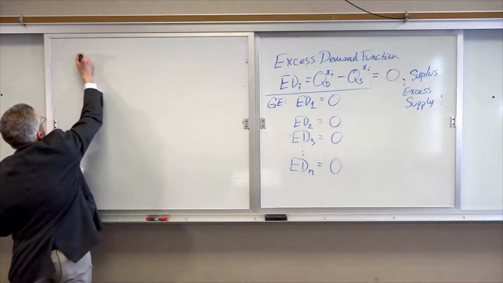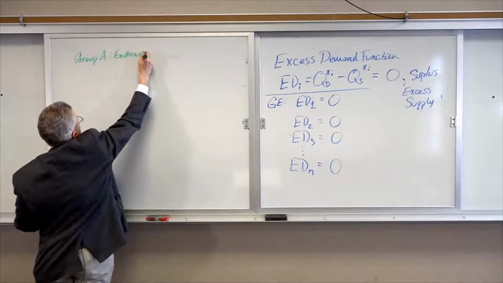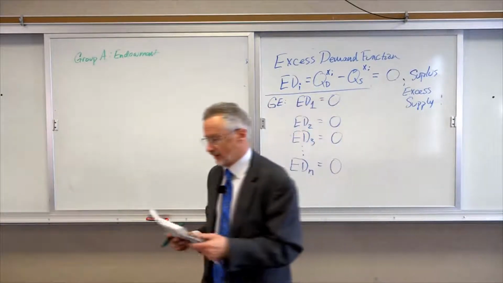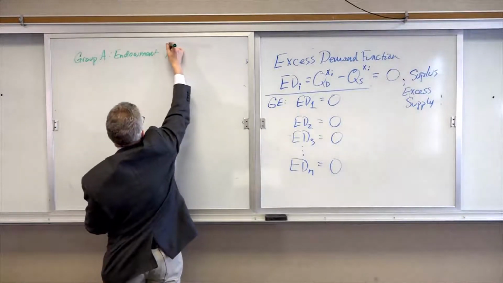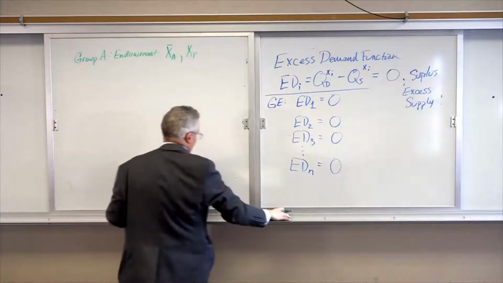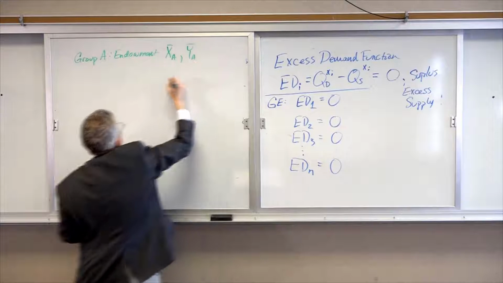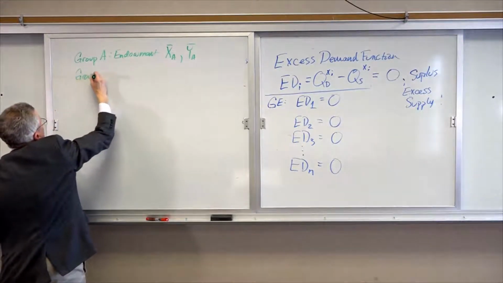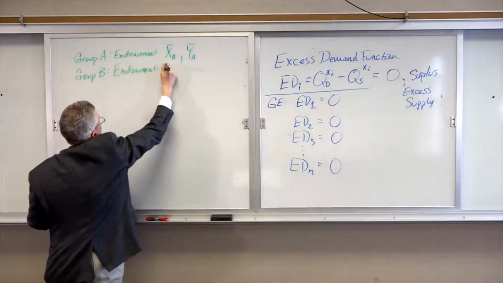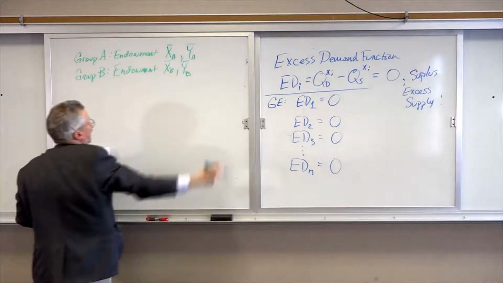So, group A begins with an endowment. This is actually a technical term in economics for what you begin with. What kind of resources or consumption goods, in this case, do you start with? They begin with an endowment of some amount, X bar A and Y bar A, goods X and Y. So the groups are A and B. And group B has an endowment of, not surprisingly, X bar B and Y bar B.